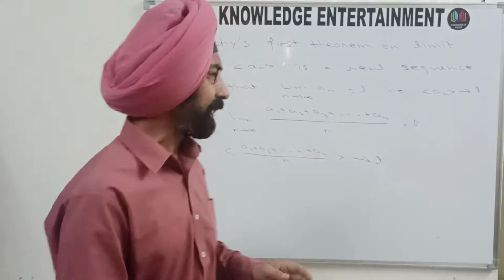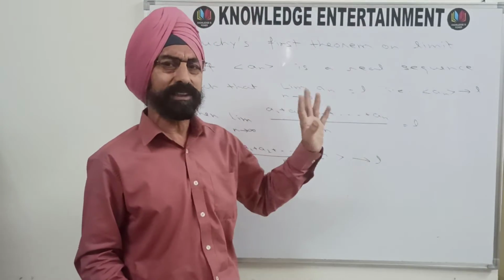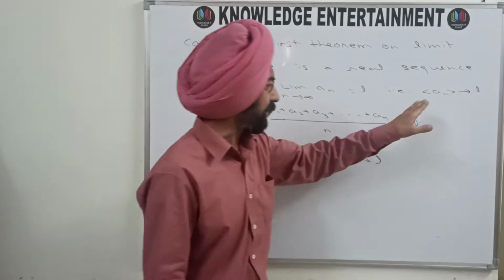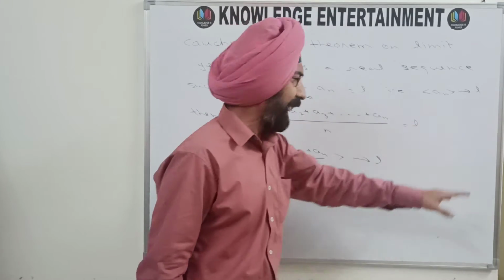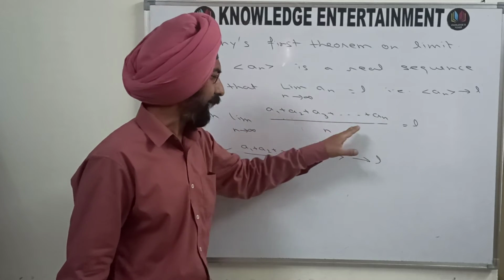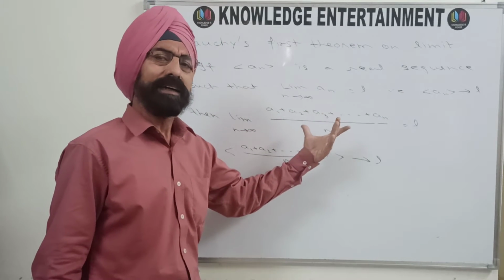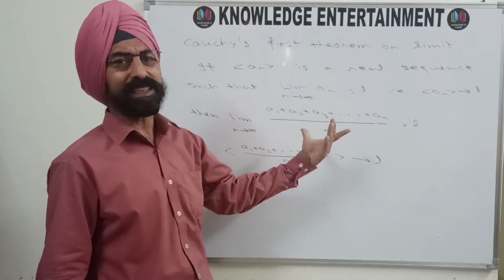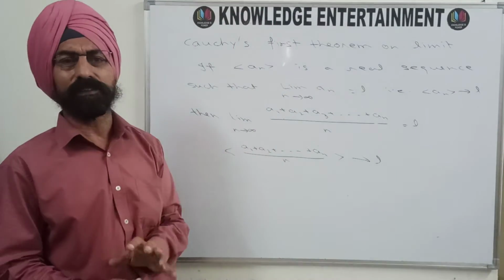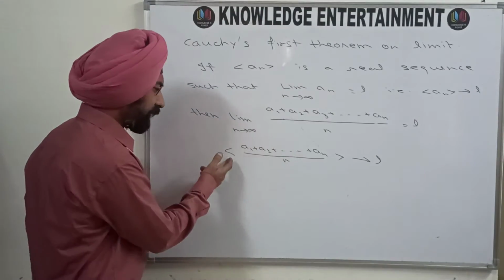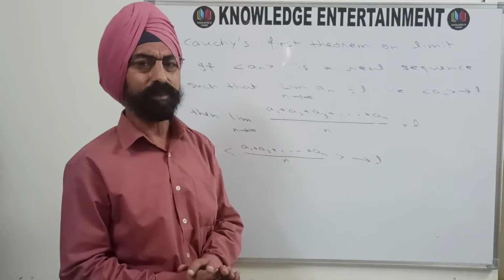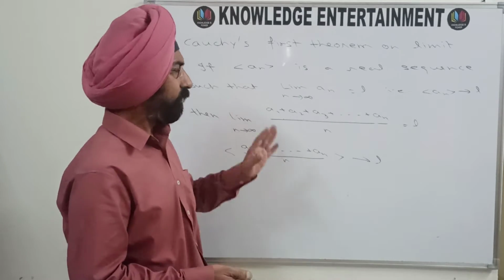Cauchy's first theorem on limits says that if an is a real sequence such that limit of an as n approaches infinity is equal to L, that means the sequence an converges to L, then limit of n approaches infinity of (a1 plus a2 plus a3 plus and so on an) divided by n, that means the average of the first n terms, also has a limit equal to L when n approaches infinity. In other words, the sequence (a1 plus a2 plus and so on an) divided by n also converges to L. So this is the statement of Cauchy's first theorem on limits.